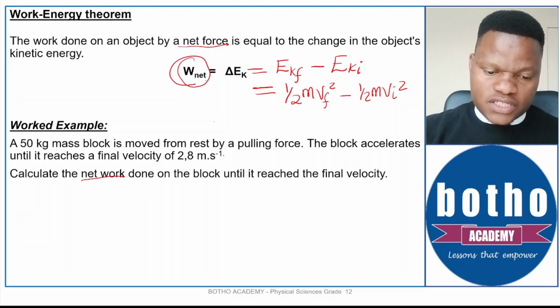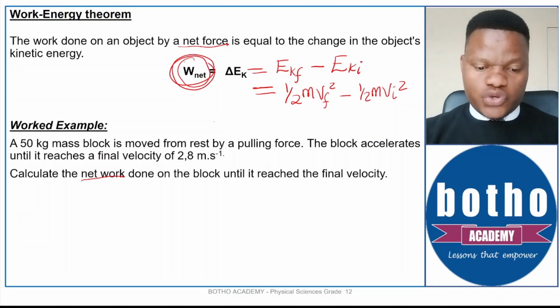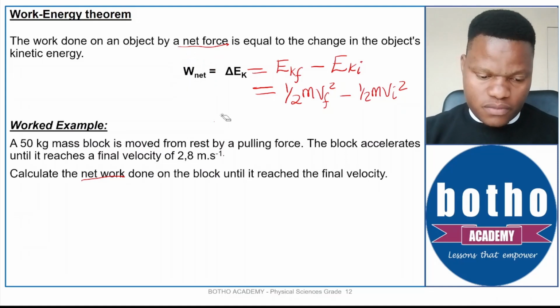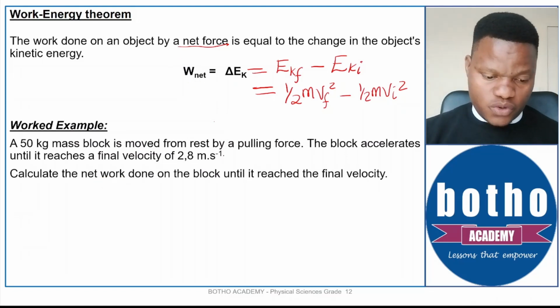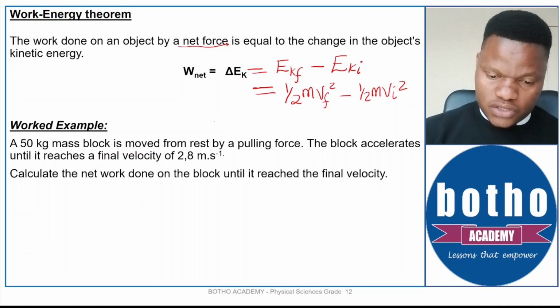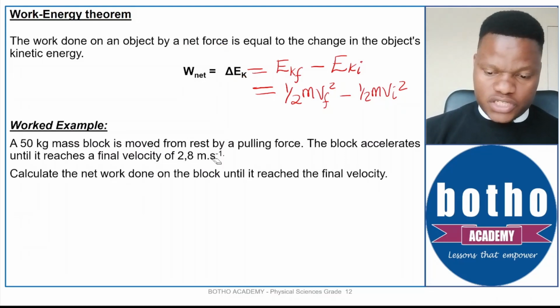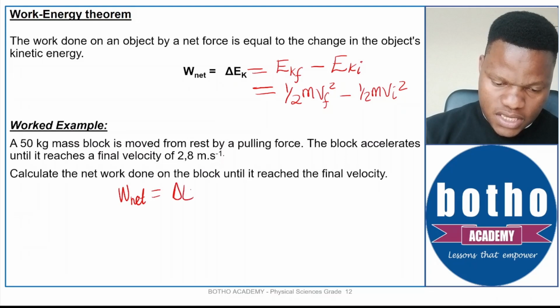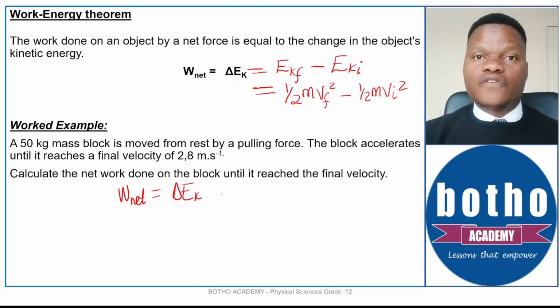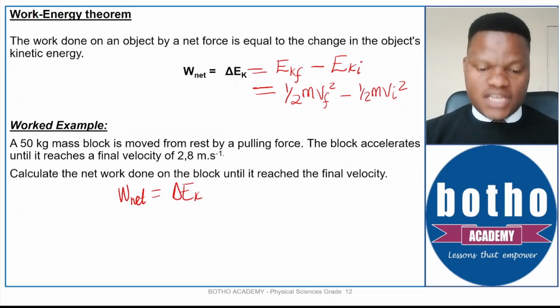We know the net work is W net, which is what we were doing just now in the work energy theorem. Okay, now in terms of what you should do in a situation like this one, you are required to calculate the net work. You are then going to use the work energy theorem and the information that has been given to you. We know the work energy theorem says W net is equal to delta EK. Of course, there are those who prefer writing W net is equal to delta K. Capital letter K is also used to represent the kinetic energy.